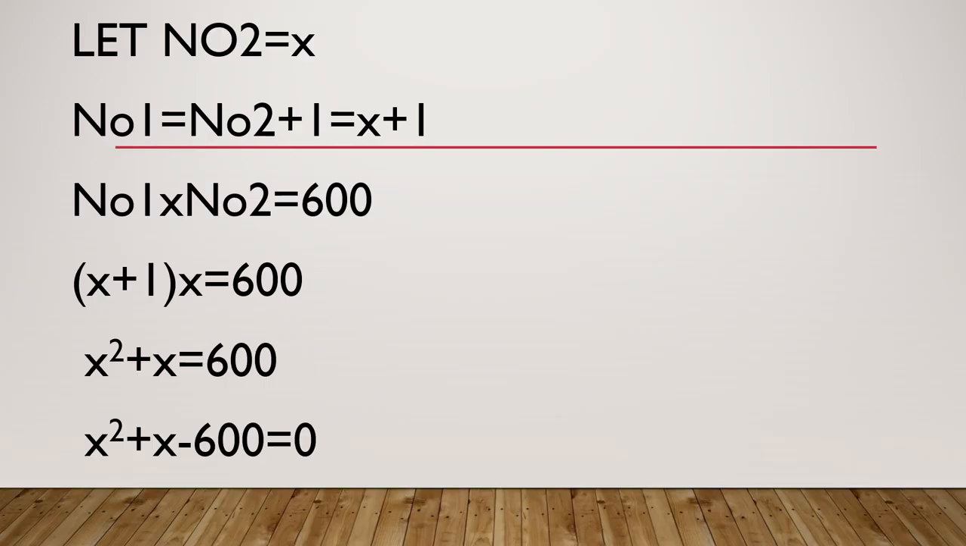So number 1 into number 2 is equal to 600. So instead of number 1 I am writing x plus 1, and instead of number 2 I am writing x. So x plus 1 into x is equal to 600. X square plus x is equal to 600. X square plus x minus 600 equal to 0. So in this way we can convert the given verbal problems into quadratic equations.